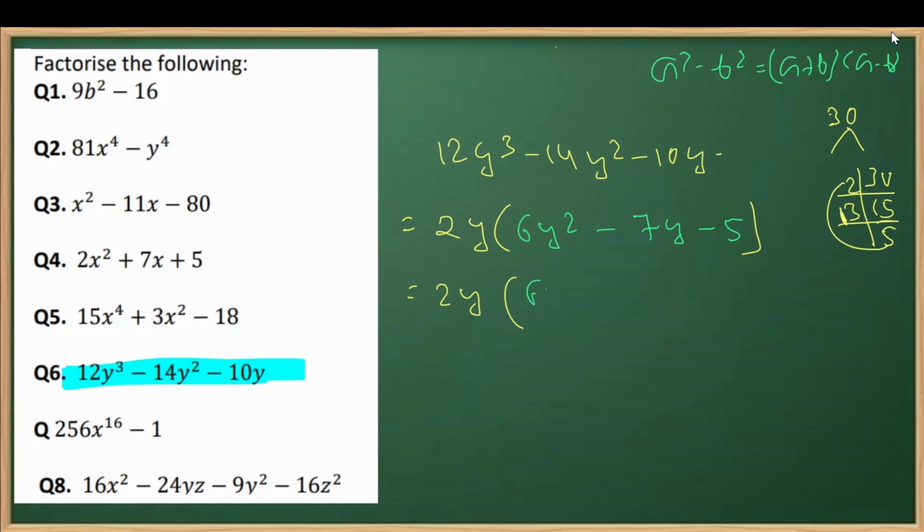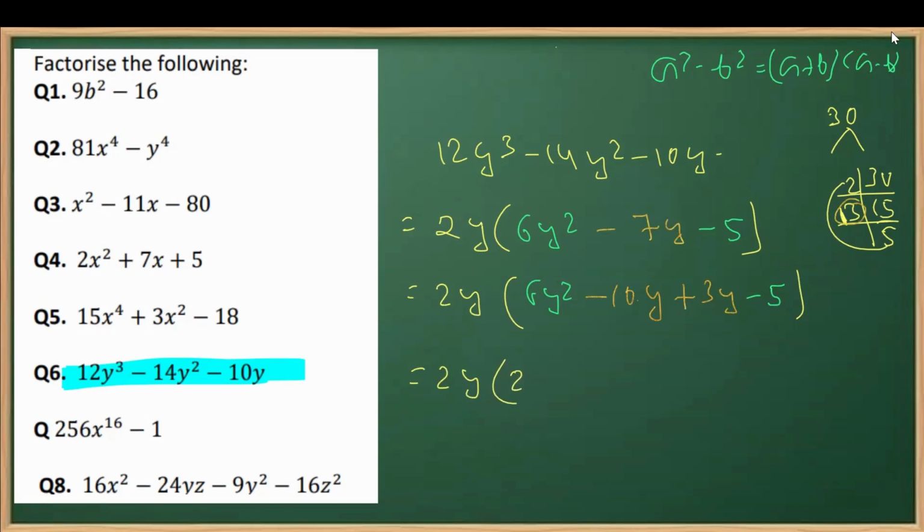6y square. I'm going to write minus 7y as minus 10y, plus 3y, and then minus 5 is there only. So this 2y gets kept outside. What is common between these two terms? There is y common and 2 is common.